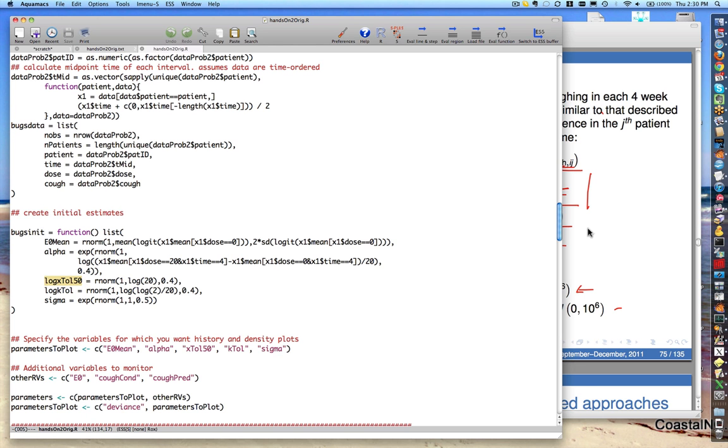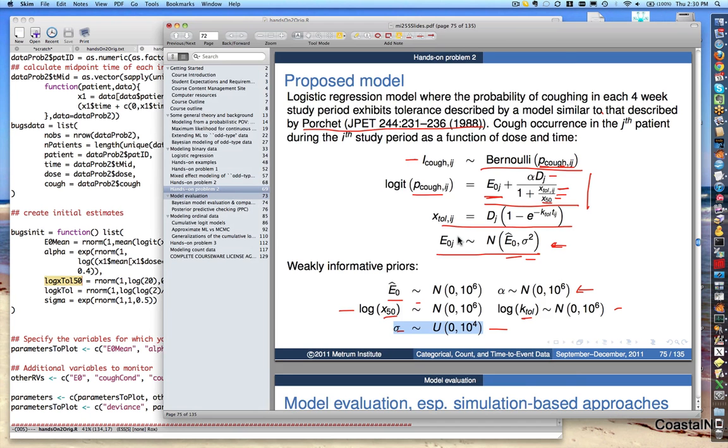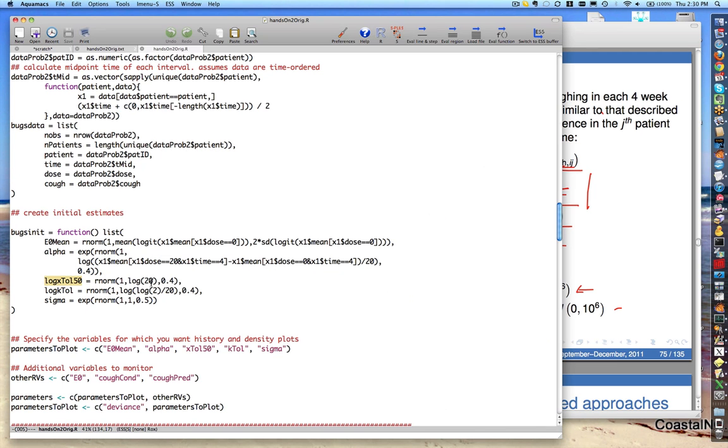It looked like the X50 might be somewhere in the neighborhood of the doses that we're using, so I just put in a value of 20, which is the lowest dose we've got in here. That was a very crude guess. For Ktol, it was a similarly crude guess, looking at the time that we have in here, but I picked a value that was at least in the neighborhood of the time values we're looking at.